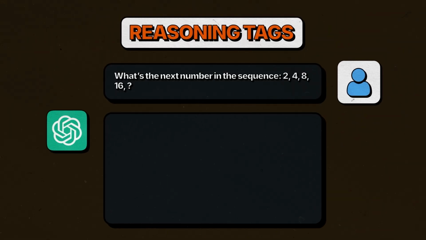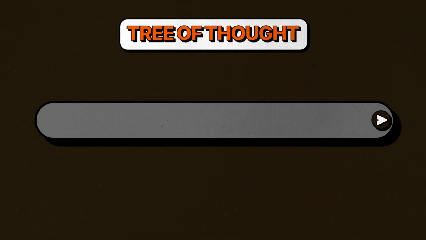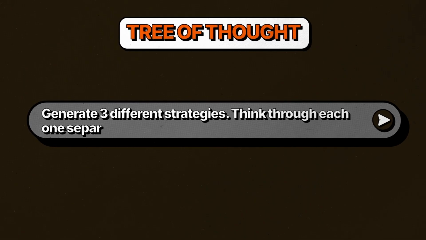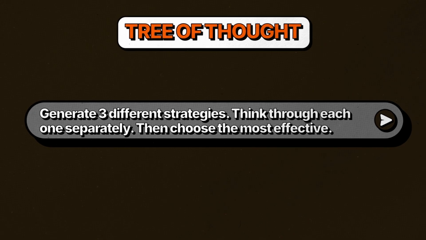And if you're building this into a system, you can use something like reasoning tags so that you can hide that part from the final output. There's also a slightly different method called tree of thought. Here, you ask the model to think through multiple different strategies before picking the best one. This forces the AI to compare different options, which is great for content plans, product ideas, decision making, or even multi-step agent workflows.